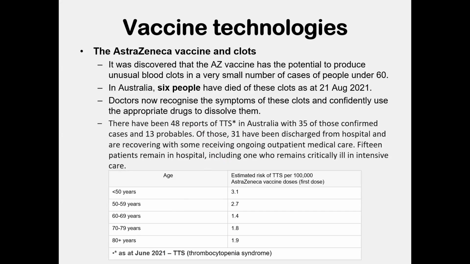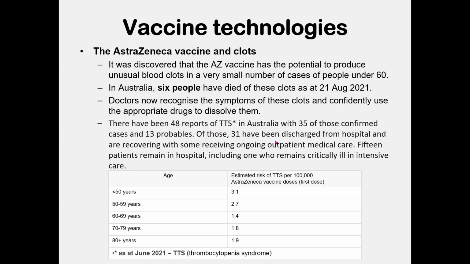Well, TTS says thrombocytopenia syndrome. So thrombo is clot, cytopenia is the cell, and the syndrome is the clotting thing. 48 there were reports, and 35 were confirmed, and 13 were probable. They didn't know what they were, but there may have been or may not have been.